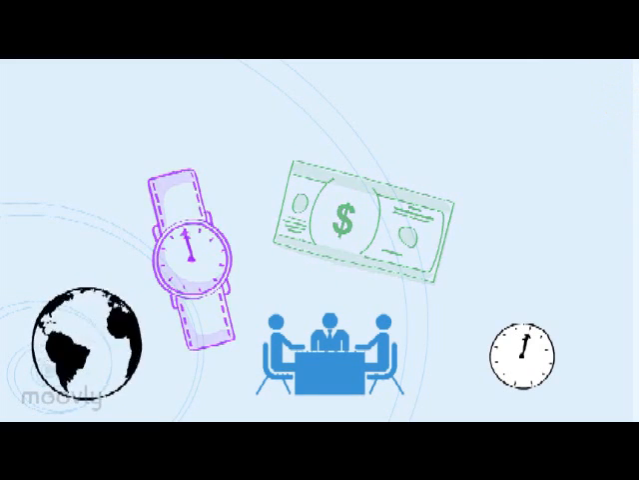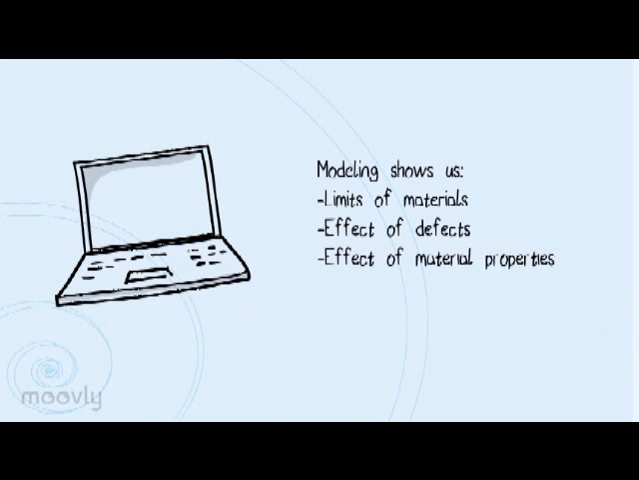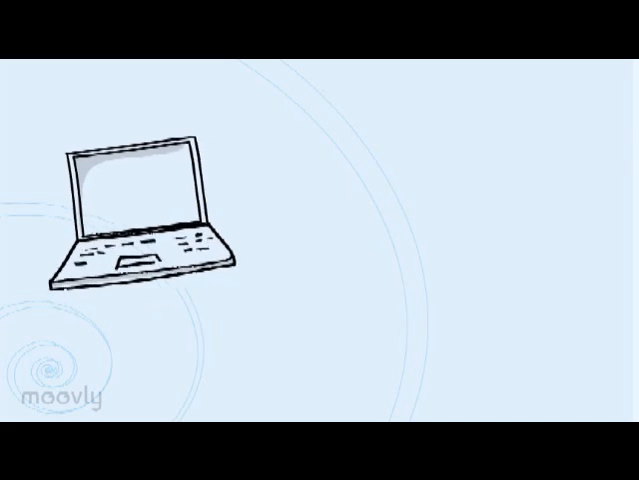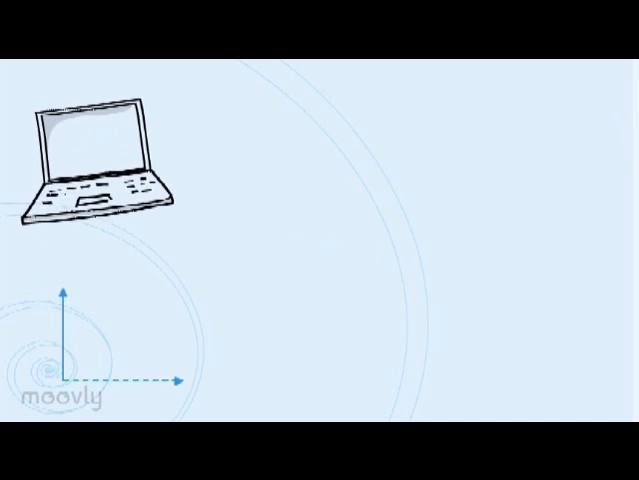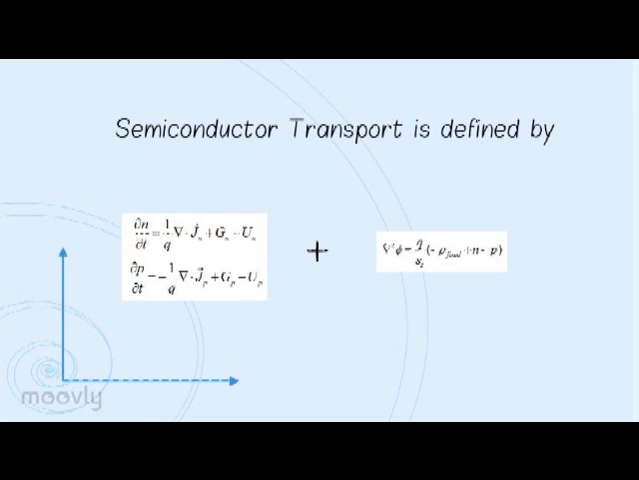Using modeling software makes it relatively easy to narrow down the limits of materials and also play around with defects, electrical and optical properties, and so on. In terms of solar cells, a computational model allows us to quickly predict device performance characteristics by simultaneously solving the coupled differential equations that define semiconductor transport.